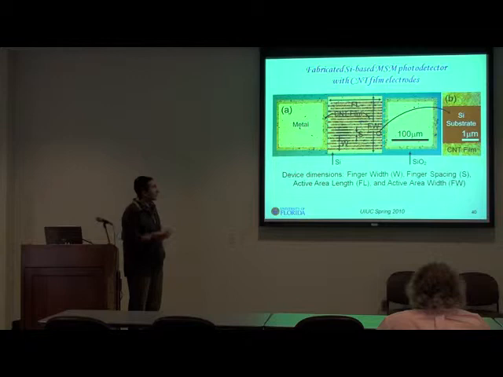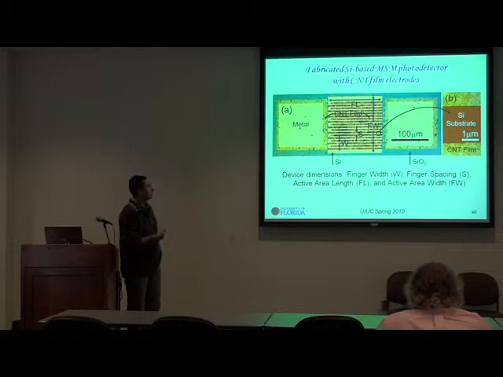Here is an atomic force microscopy image zooming in on the region between two fingers. You can see the structure of the film in that region. So important parameters here are the finger length and the width of the device area, and then there is the finger spacing here. That's also important. And you can change these to study what happens with the response of the device.